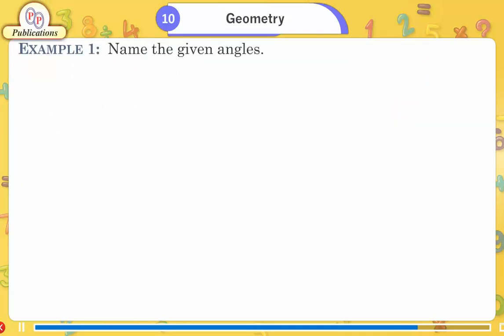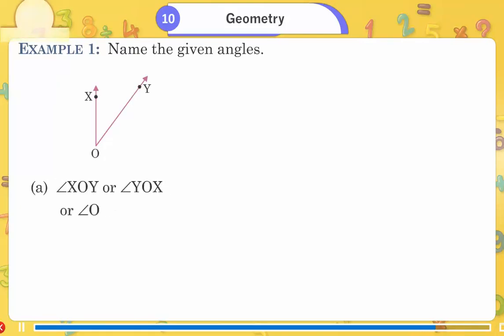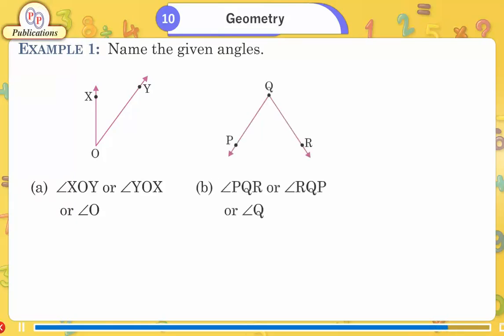Example 1. Name the given angles. A. Angle XOY or angle YOX or angle O. B. Angle PQR or angle RQP or angle Q. C. Angle CDE or angle EDC or angle D.